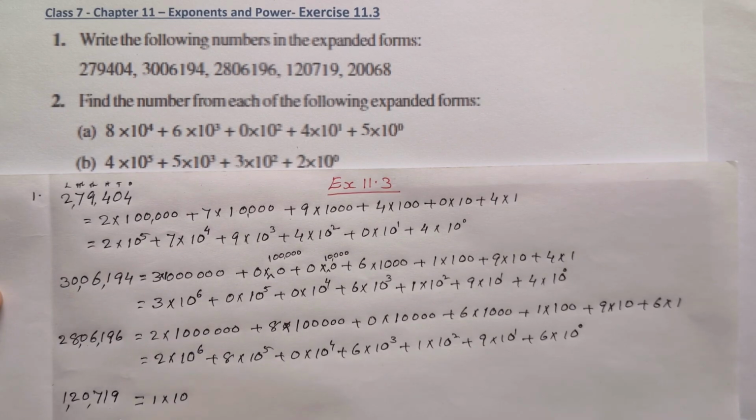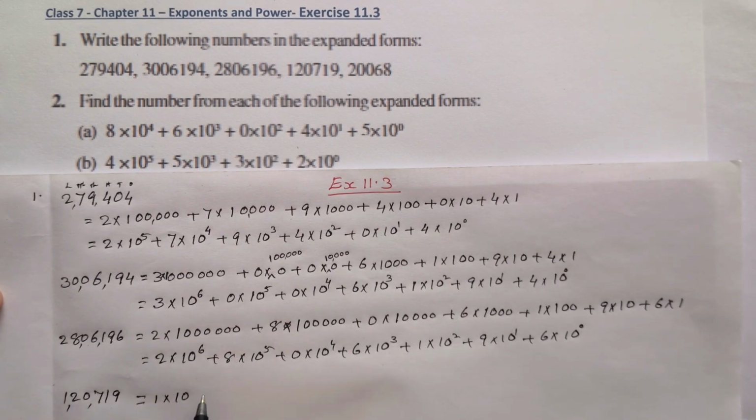Next number: 1 lakh 20,000. So 1 into 1 lakh, that means 5 zeros, 10,000.